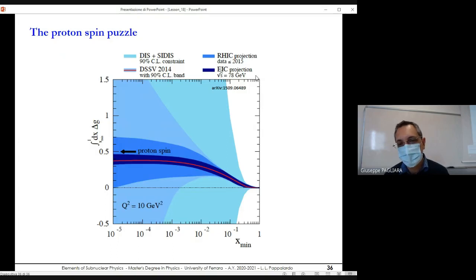So this is the future, and likely the Electron Ion Collider will put the last word on this proton spin puzzle. The time scale will be, if things go as expected, physics runs starting in 2030-something, 33, 35. So it's a good place for a new generation of physicists like you.